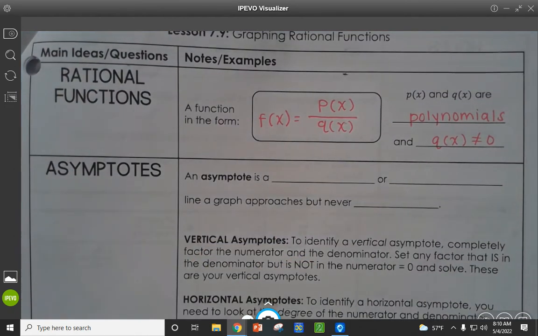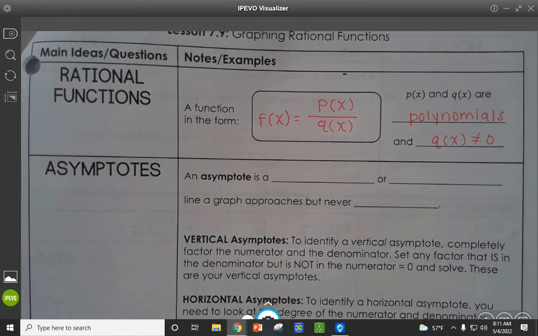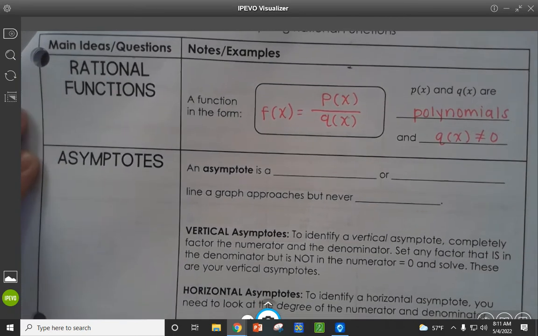Why could q of x not be equal to 0? You can't divide something by 0. You cannot have 0 in the denominator. And a lot of what we do with these graphs is going to be based on what would cause us to have a 0 in the denominator. All right, and so there's a few special parts of graphs that we're going to see.